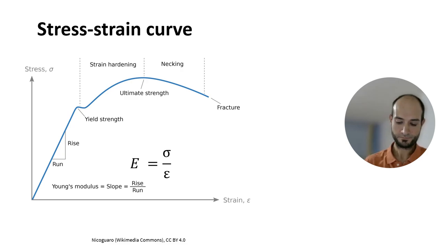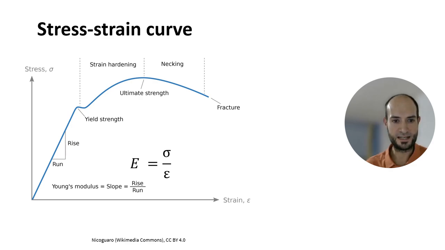Once we start testing the specimen in tension, at the beginning, the material behaves elastically, so it follows Hooke's law. As you see here, we have a straight line because the stress is proportional to the strain. The slope of this line, or the rise over run you see here, is the elastic modulus. Okay? Stress over strain.